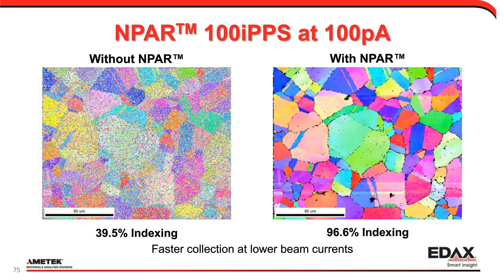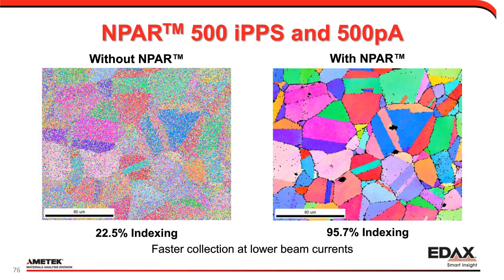And this is a similar map saying we can go 500 points per second at 500 picoamps. Again, 22% up to about 96%.